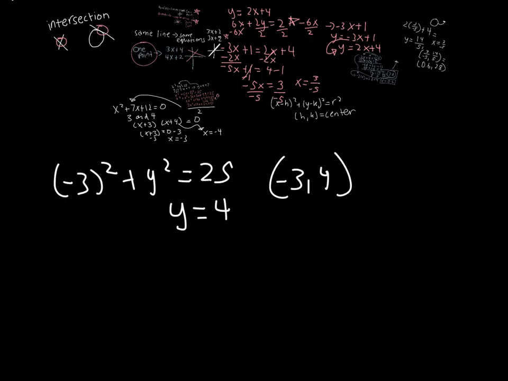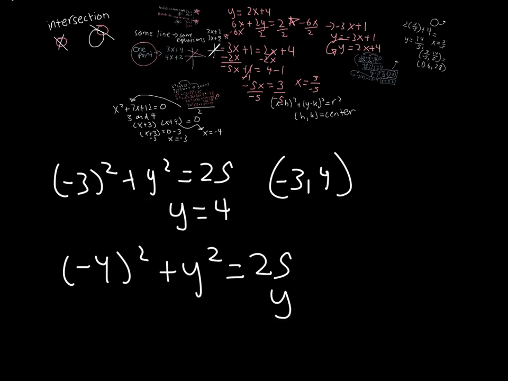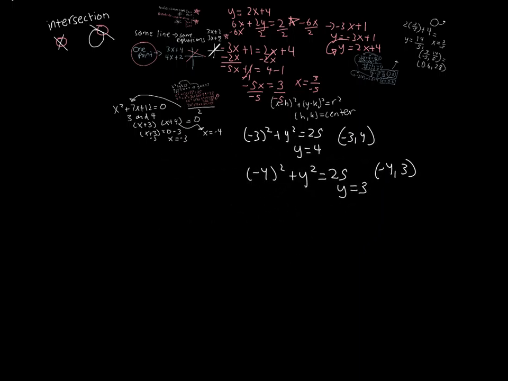And then you can put negative 4 back in, so it'd be negative 4 squared. This is your other x. So it'd be negative 4 squared plus y squared equals 25. And in this case, y is equal to 3. So your other point is (negative 4, 3). So then you can graph the circle and the line and see if it looks similar to what you got here.